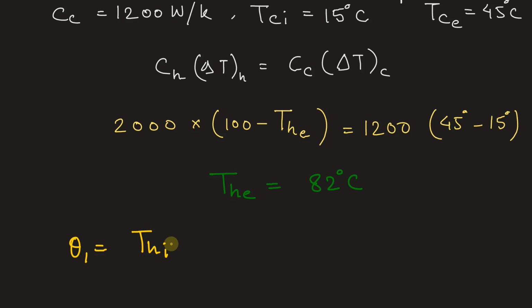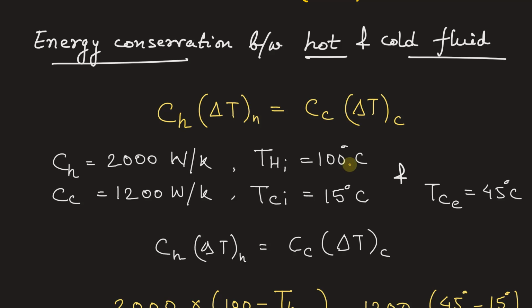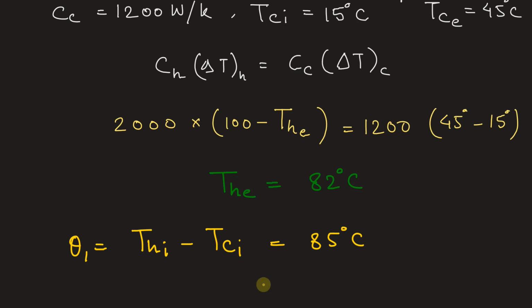Th1 or Thi minus Tci, that is hotter fluid minus cold fluid at the beginning of heat exchanger, and that will be equal to 85 degrees Celsius. Because Thi is given to us as 100 degrees Celsius and Tci is 15 degrees Celsius, so the difference will be 85 degrees Celsius.